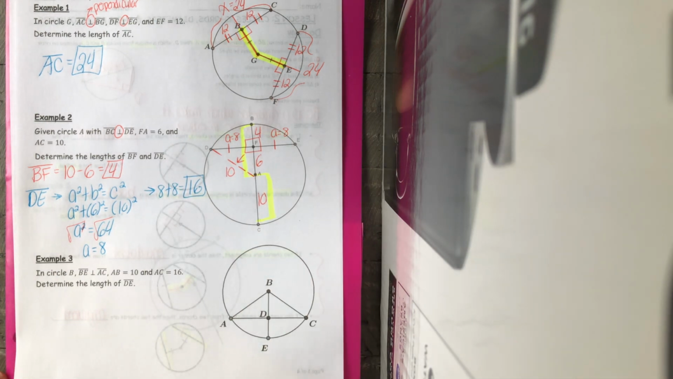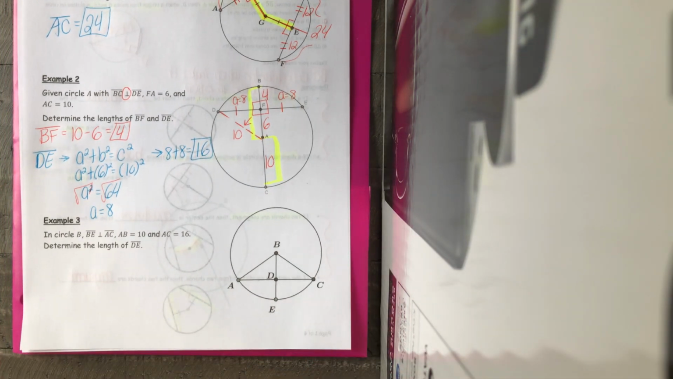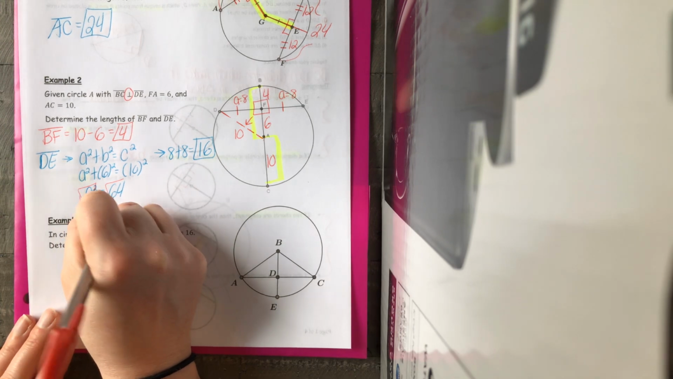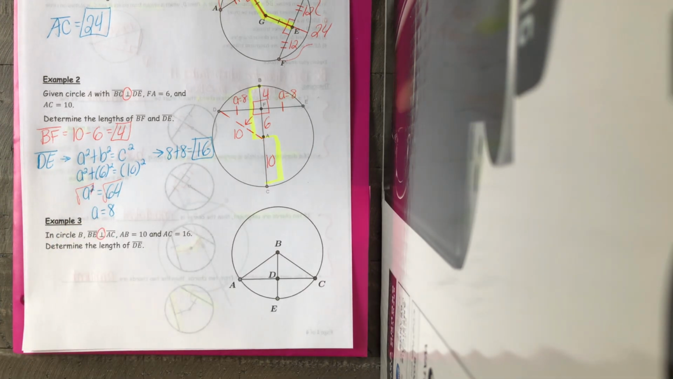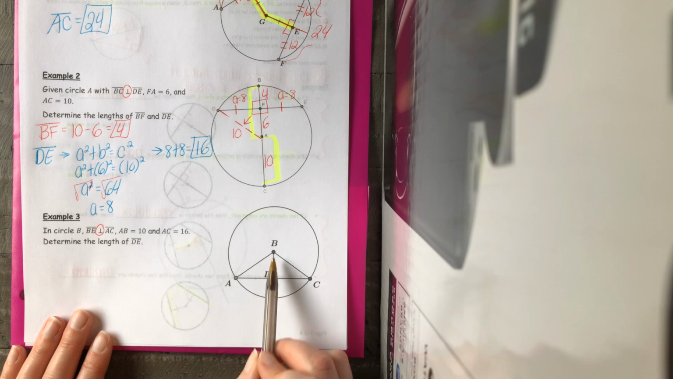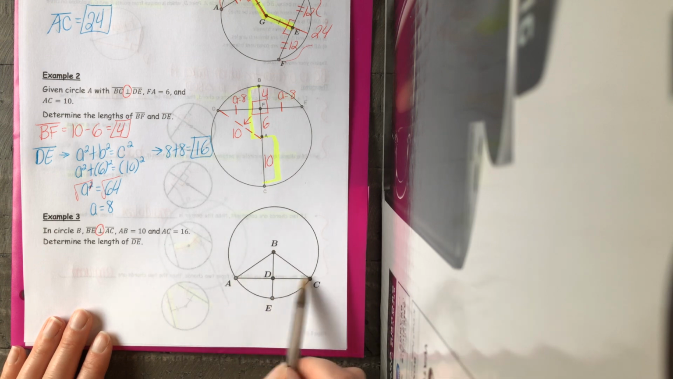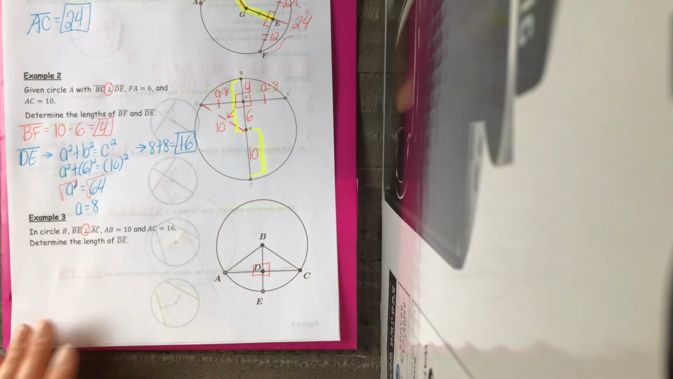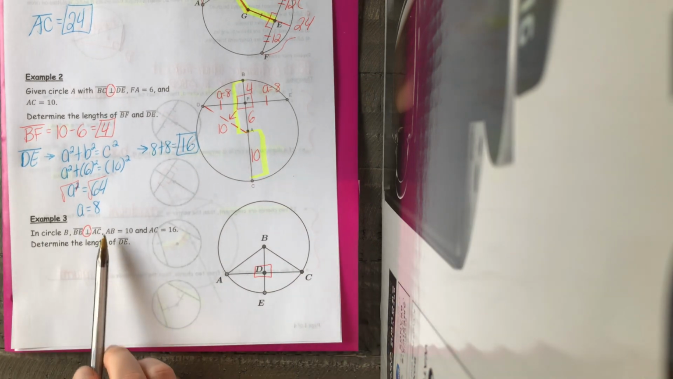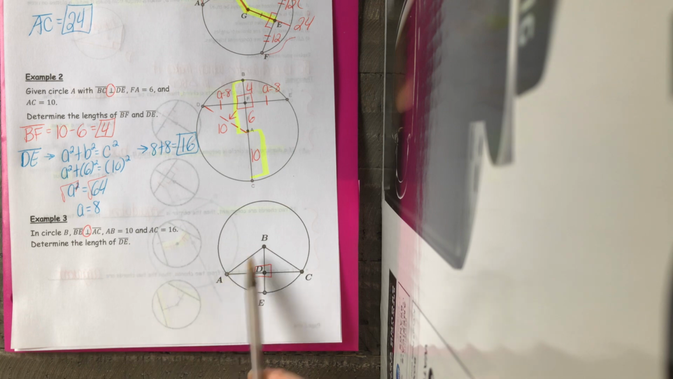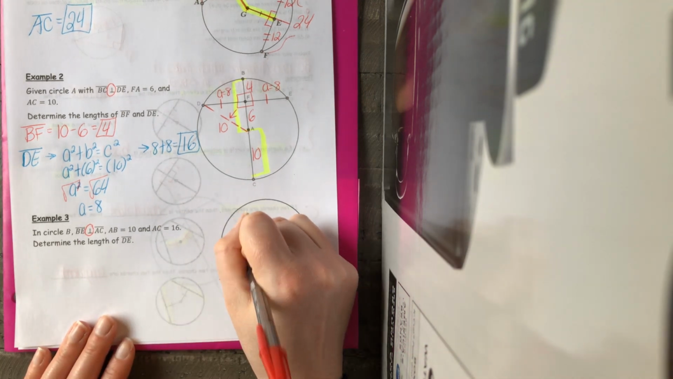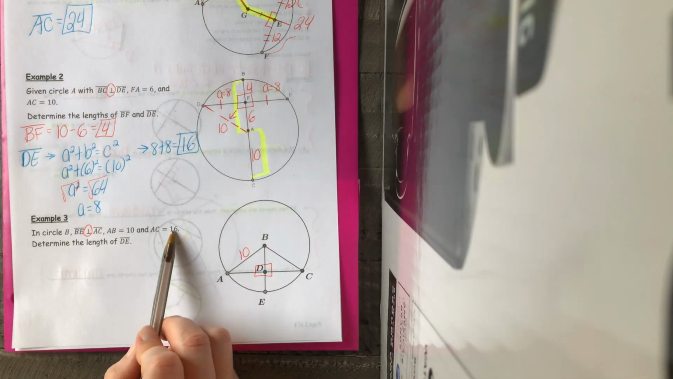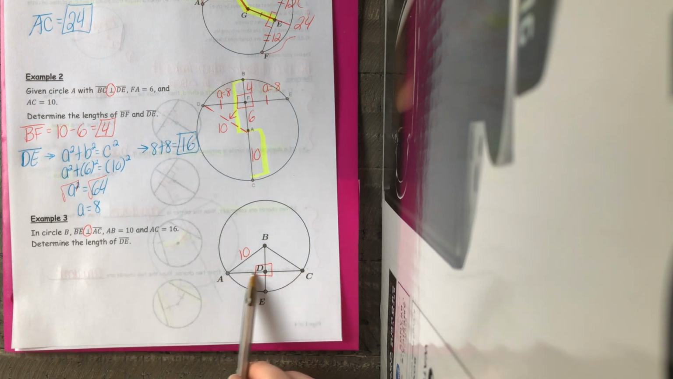Okay, moving on to example 3. It says in circle B, line segment BE is perpendicular to line segment AC. So I can see that BE makes 90 degrees with AC. So I'm just going to add all of these right angles all the way around. Then if I continue reading, AB is 10. So AB is 10. I'm going to mark that. And I know that AC is 16. A to C is 16.